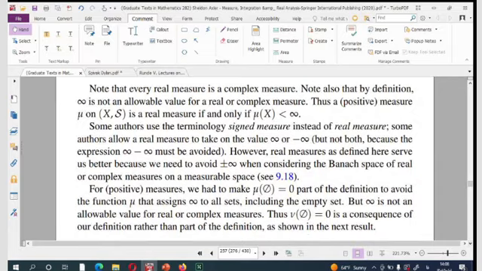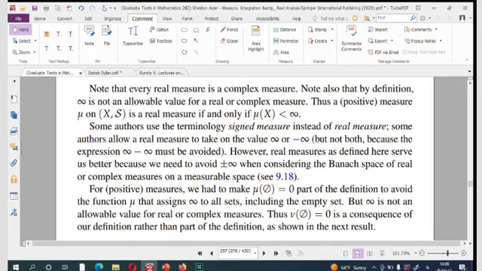Some authors use the terminology signed measure instead of real measure. Some authors allow a real measure to take on the value infinity or minus infinity, but not both, because the expression infinity minus infinity must be avoided. In our definitions, a real or complex number is not infinity.